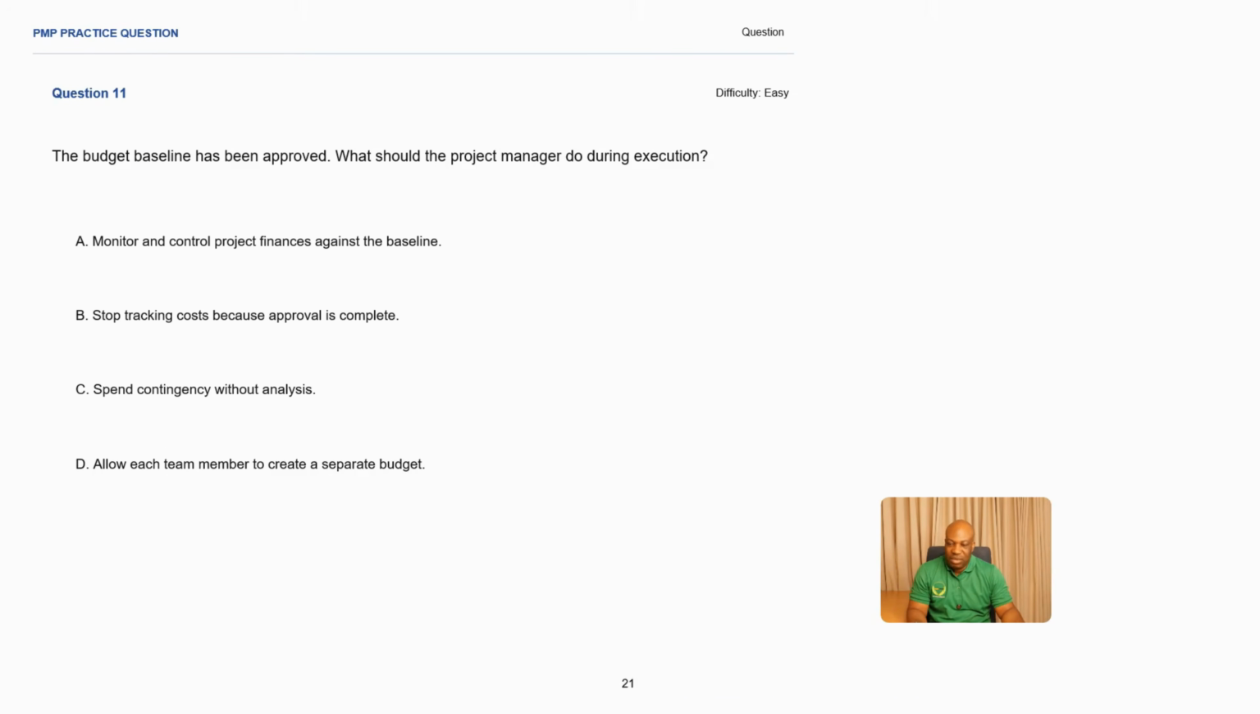So practice question number 11. The budget baseline has been approved. What should the project manager do during execution? So during execution, what is our issue here? The budget baseline has been approved. We consider the difficulty to be easy on this one. So let us go through the answers now.